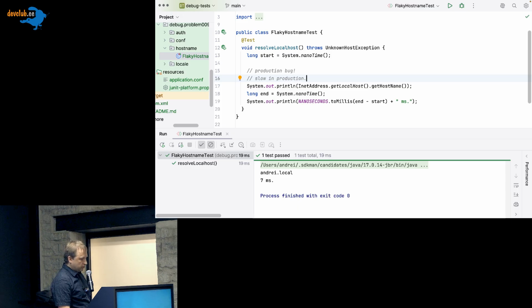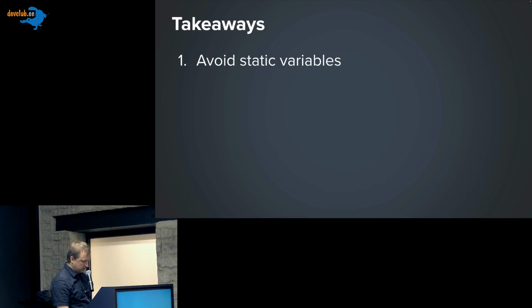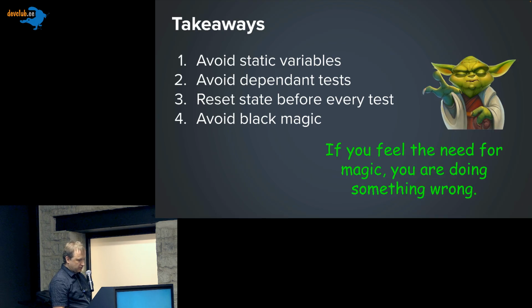It's very useful. So, takeaways for today. Avoid static variables. Check my talk Anti-Static. Avoid dependent tests that use each other or depend on each other. Reset state at the beginning of every test. And avoid black magic. Avoid reflection and all this stuff. The wisdom says that if you feel the need for magic, you're doing something wrong. Keep it simple. Create a simple solution.